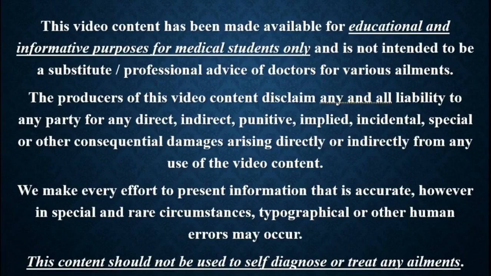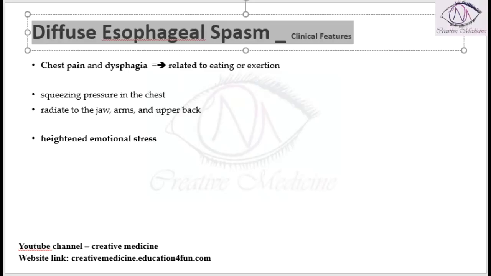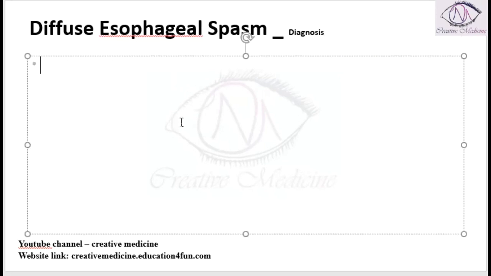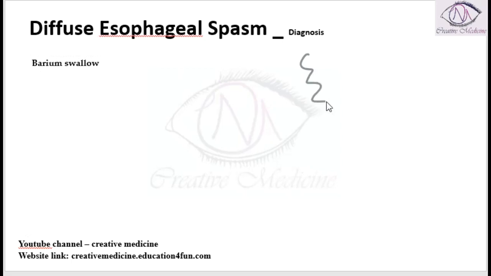In this lecture, we will learn about the diagnosis of diffuse esophageal spasm. We can do a barium swallow for diagnosing diffuse esophageal spasm. In the barium swallow, there are many high amplitude contractions which are seen, and they are repetitive.